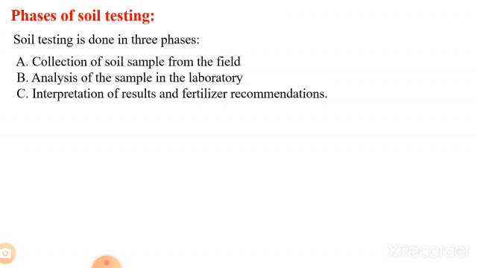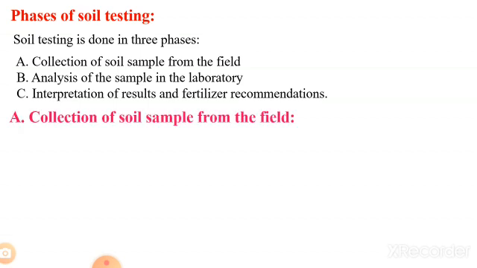So there are phases of soil testing. Soil testing is done in 3 different phases. First one is collection of soil sample from the field. We have to collect the soil sample from the field. Then analysis of the sample in the laboratory. And third one is interpretation of results and fertilizer recommendation. Okay, so these are 3 phases of soil testing.